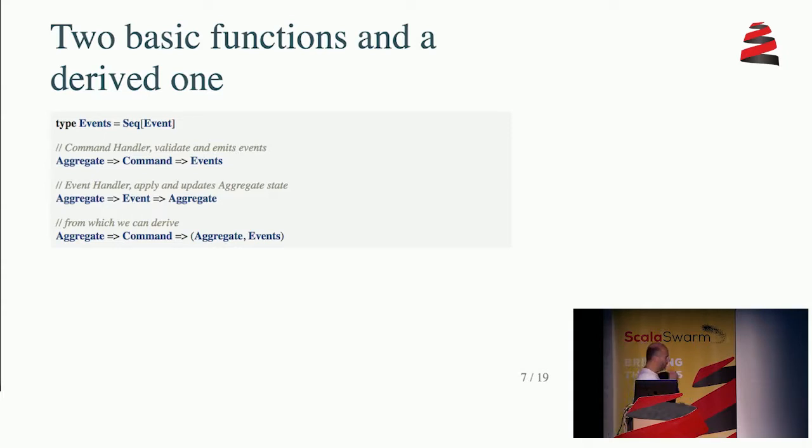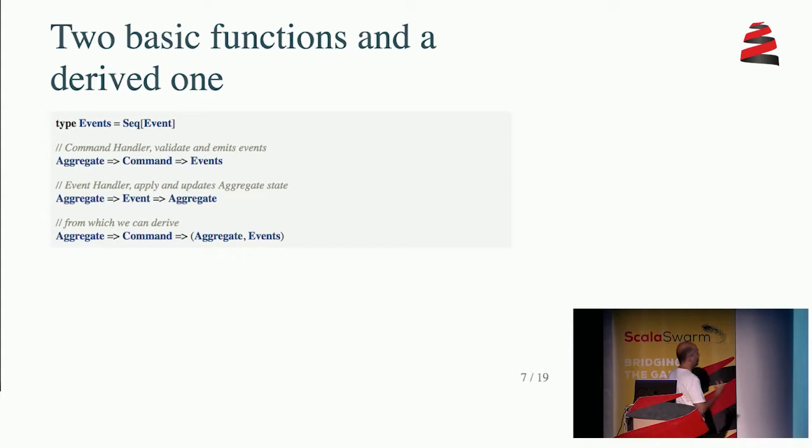So we have two basic functions to start with. The command handler and the event handler, and we'll start with a wrong definition, which would be: I have an aggregate, I receive a command, and I emit events. And the event handler is: I have an aggregate, I receive an event, and I give you back a new version of that aggregate. So I update my aggregate with it. Those definitions are actually wrong, but I will slightly fix it so you guys get the whole picture.